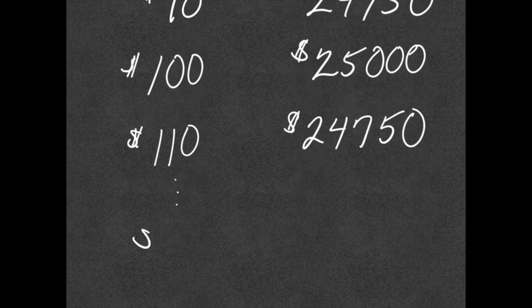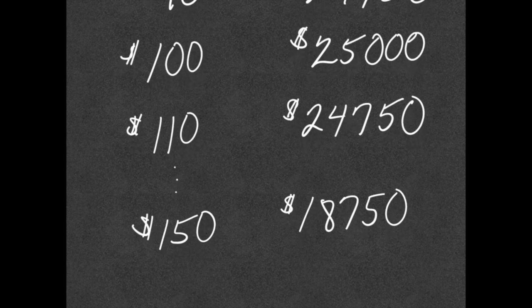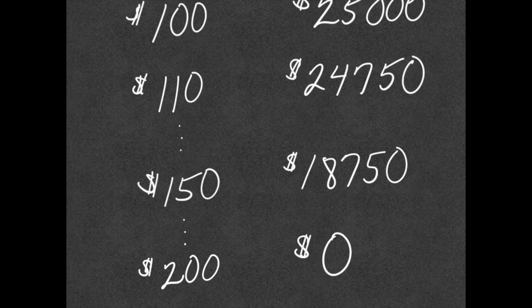Let's keep going forward. Let's say $150. At the $150 price point, the revenue earned will be $18,750. Notice that the revenues are now starting to drop. If I jump all the way to $200 as the price point, then I'll be back at $0 in revenue.